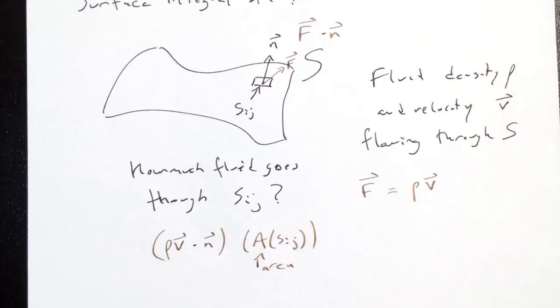Hey, wait a minute. That's just through that one little square. I want to know the total. What do I do? Sum them up. And if I sum them up, that becomes an integral, doesn't it? But it's an integral using the surface area, which means it's an integral dS.